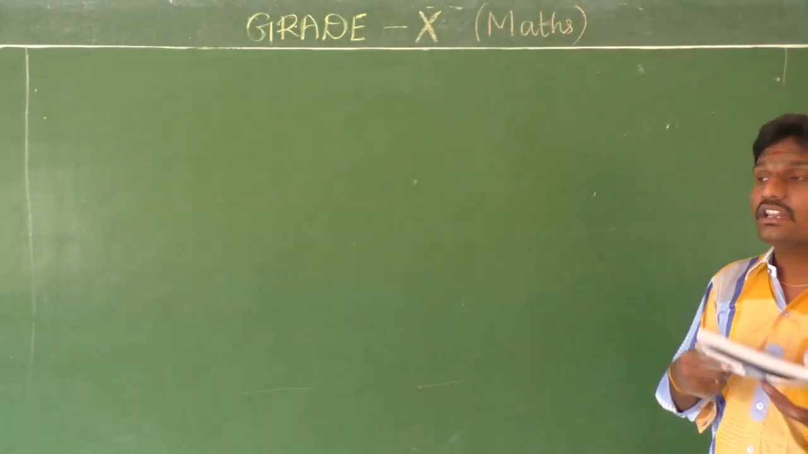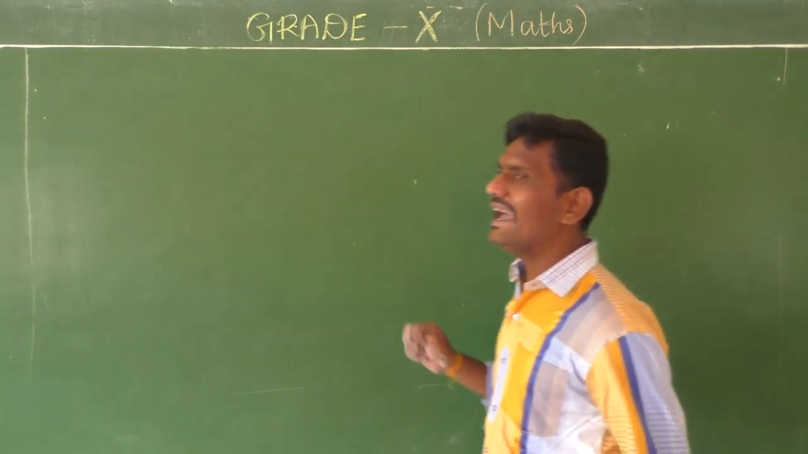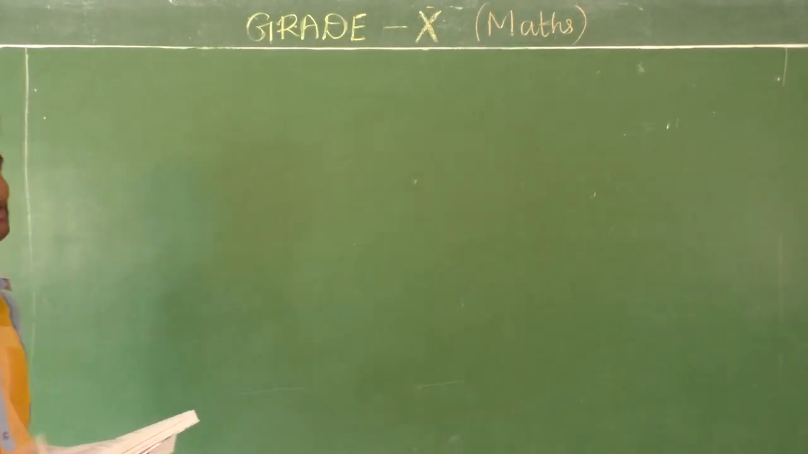See student, in the arithmetic portion there is no deleted portion in the first 2 exercises. And in the third exercise we have some deleted portion. So I will give you that later. So what are the sums?